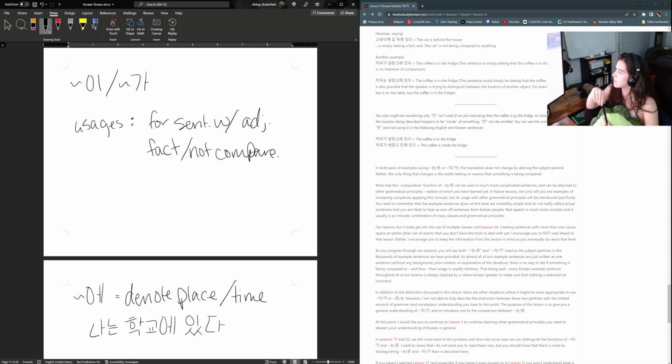You can see the similarities of using "an" and not using it in the following English and Korean sentences. So the coffee is in the fridge versus the coffee is inside the fridge. We do that in English. We don't say, oh, that's inside of the fridge. We say, that's in the fridge. So, same concept.